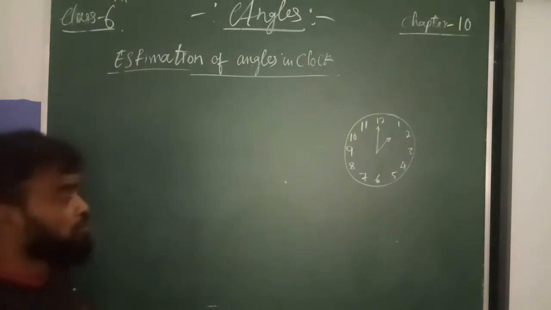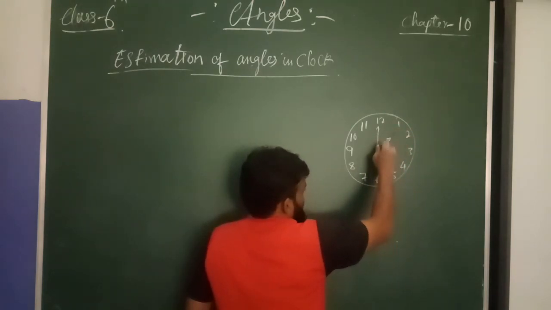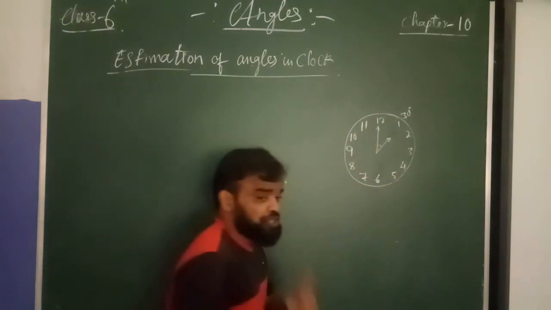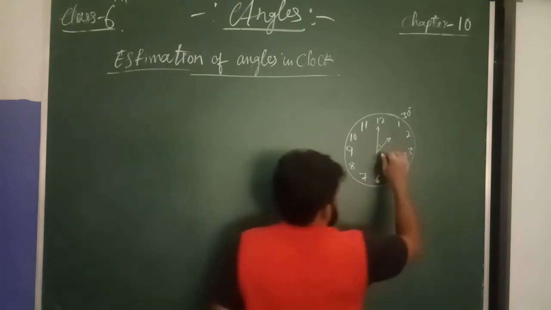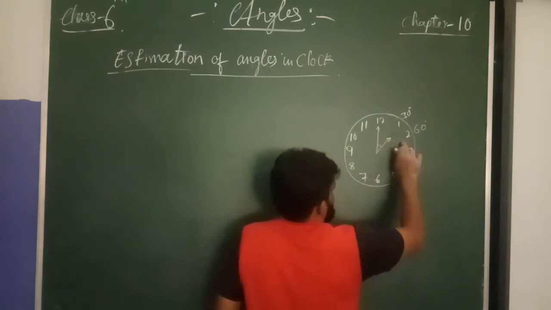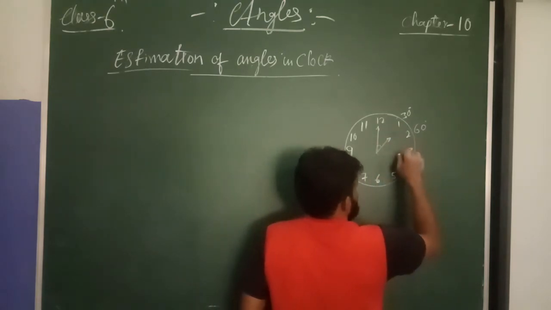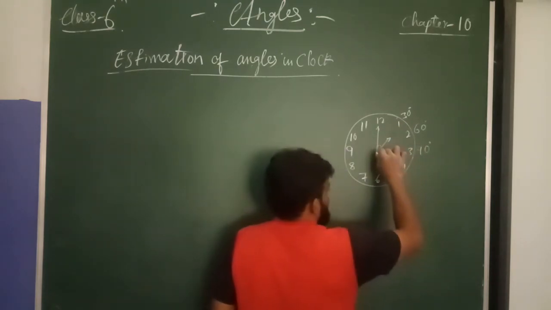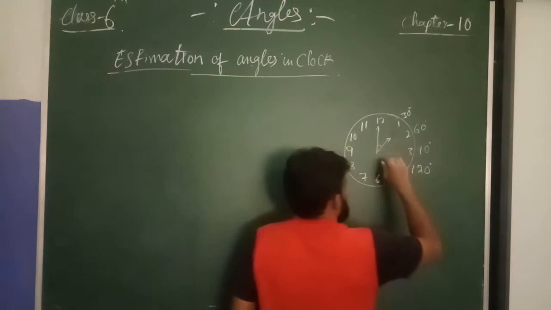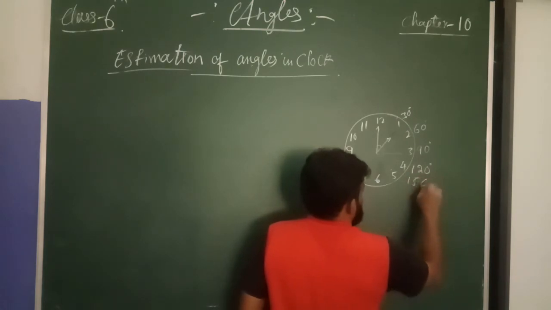See, first from 12 to 1, these are the two needles you see. This makes an angle. How many degrees? At 1 o'clock, 30 degrees. If I take here, 30 plus 30 is 60 degrees. If I take an L shape, which angle is that? 90 degrees. If I extend another 30 degrees, 120 degrees.